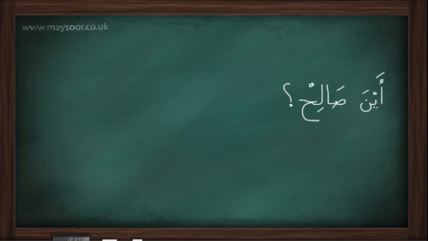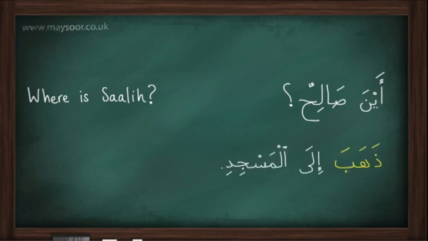Likewise, we can say Aina Salih, where is Salih? ذهب إلى المسجد, he went to the mosque. In this example, we can clearly see that when the root of a verb is used, which we said coincides with the singular, masculine, third person, there is no need to put huwa at the beginning of the sentence. This is because the pronoun huwa is already hidden inside the verb.